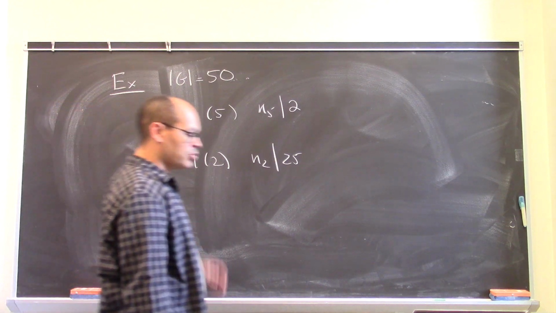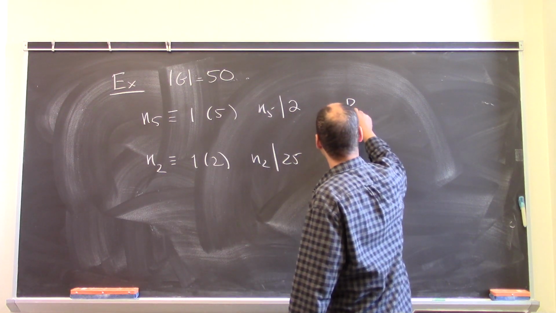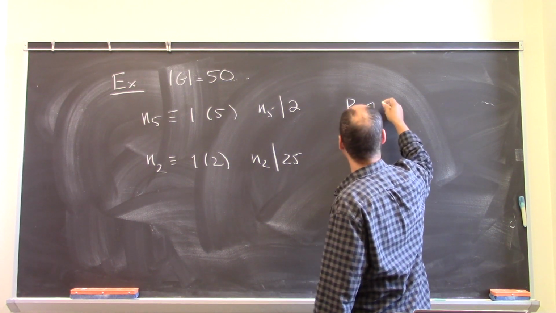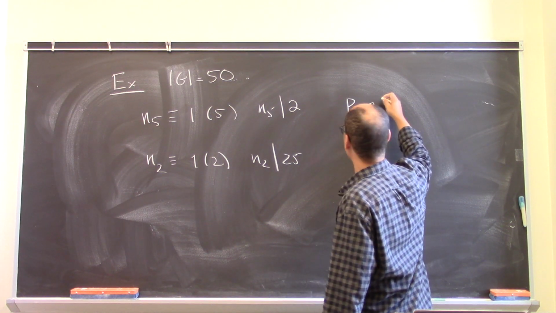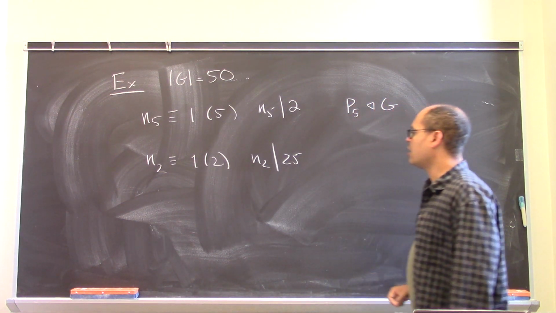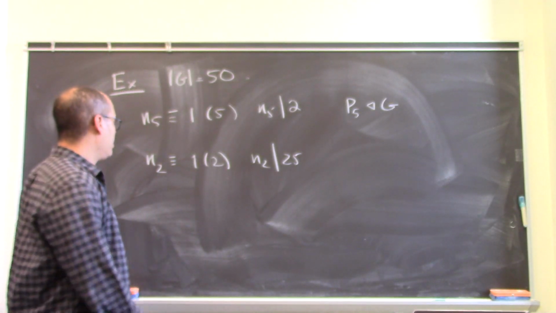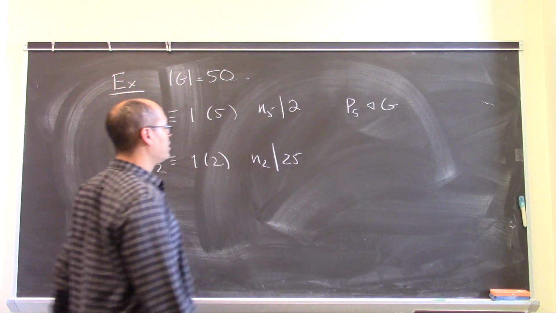But in any case, what we have is that the Sylow subgroup P_5 is going to be normal in the group, the normal subgroup of order 25. And so the other group may or may not be normal.